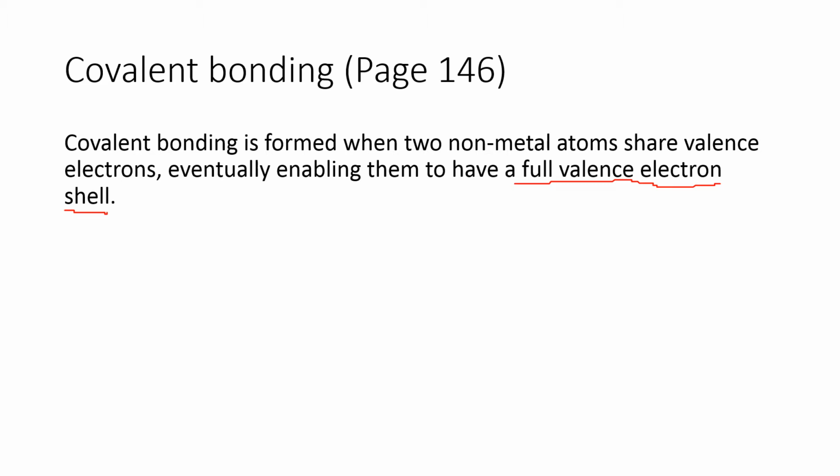We are talking about sharing of electrons or sharing of valence electrons. Valence means the outermost shell, so only the outermost electrons have been shared. And eventually, they want to have a full valence electron shell. So I'm going to move on to the next slide.